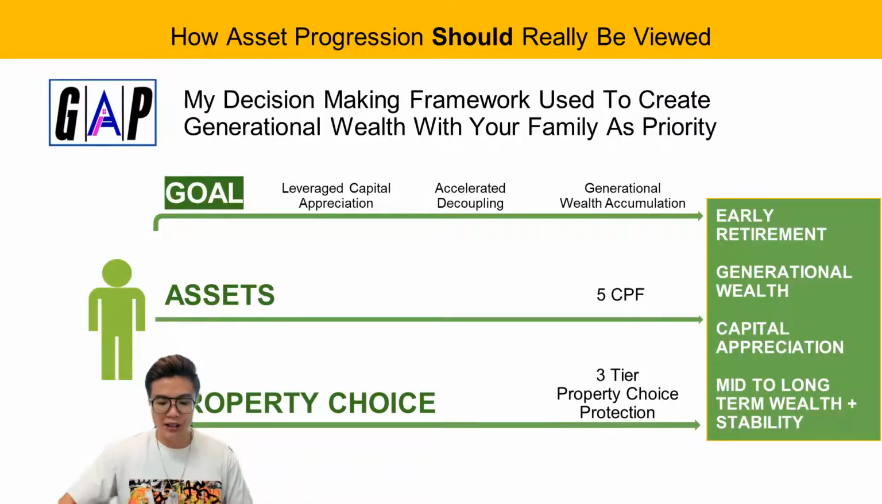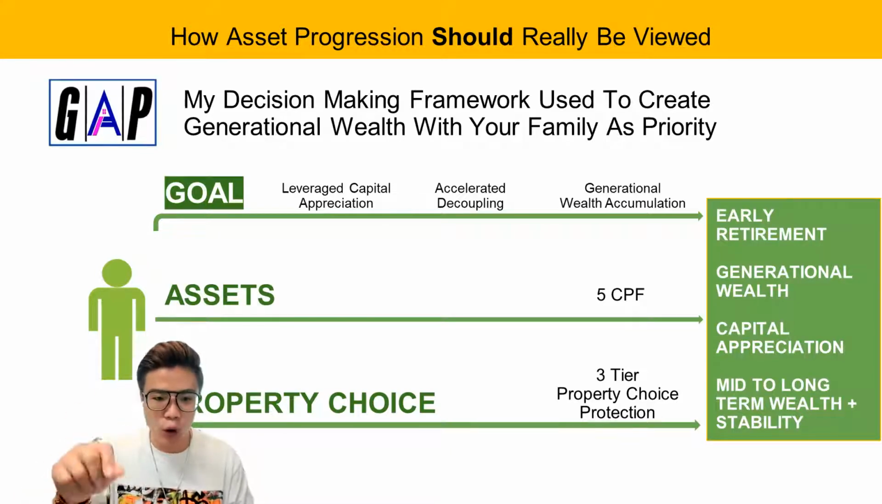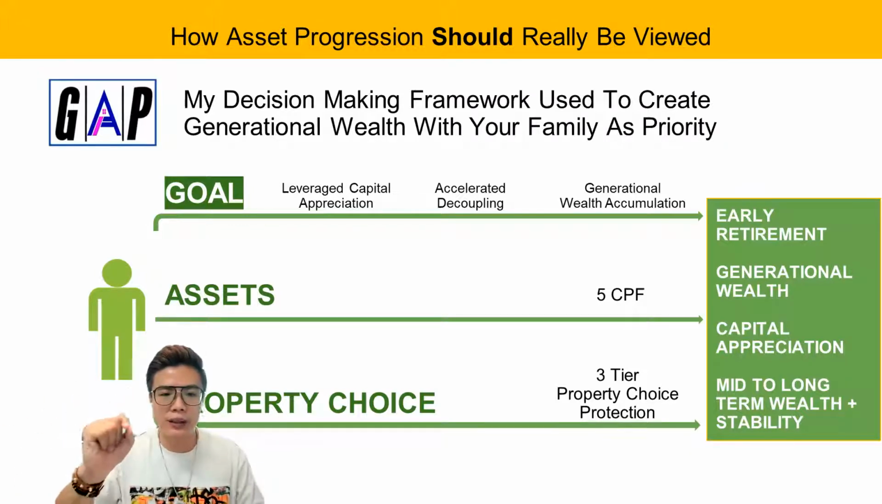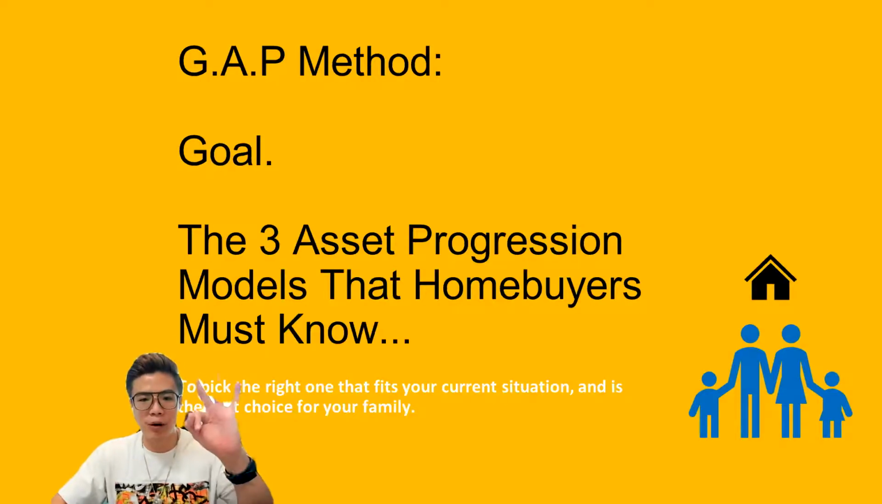So when we talk about the first G, goal, we all fall into 3 categories of asset progression model. So I want you all to identify the first G right now, the goal. The goal is this end goal or early retirement and your own capital appreciation. But what is the model that you belong to? Let's take a look at the first model, the 3 asset model that most home buyers fall into.